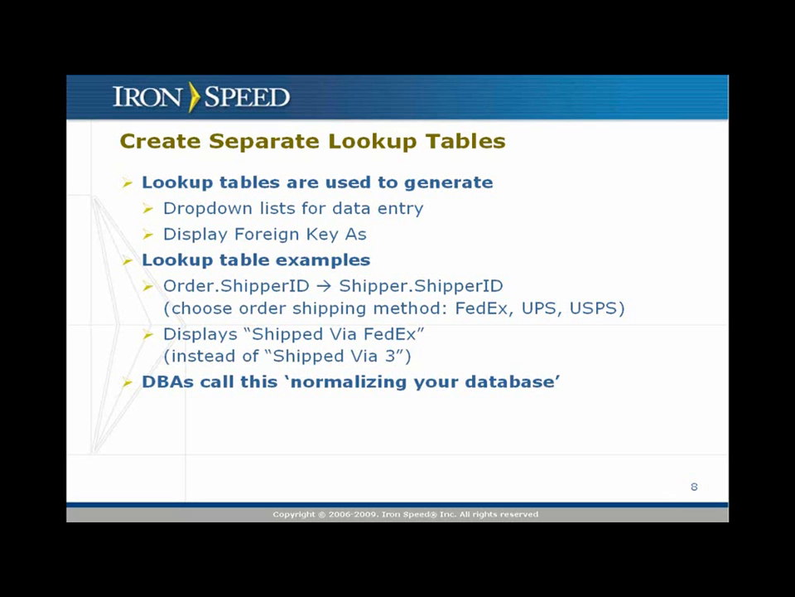Moreover, for display purposes, for example, in table and record panels, it again will join to that lookup table to display not the ID value of the lookup, for example, 3 for Federal Express, but rather the English or text string associated with that ID, for example, FedEx or UPS. This is another example of normalizing your database.